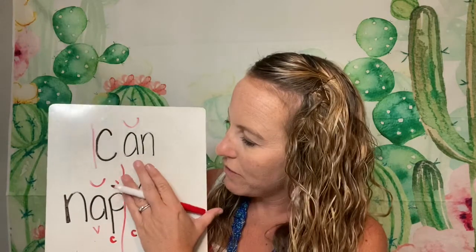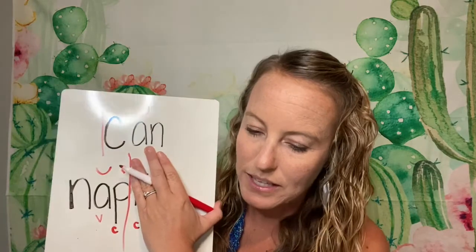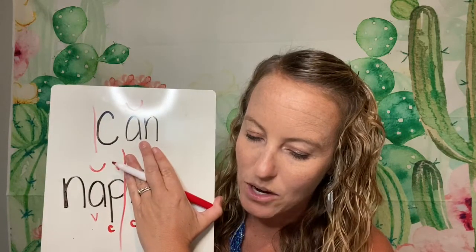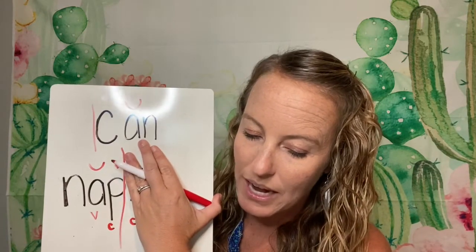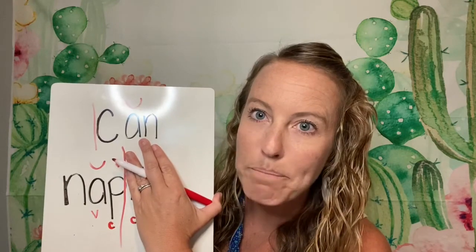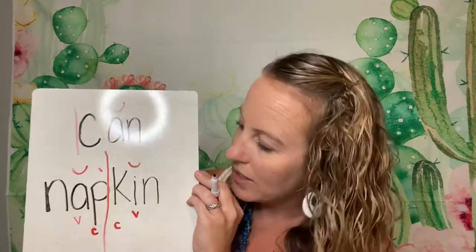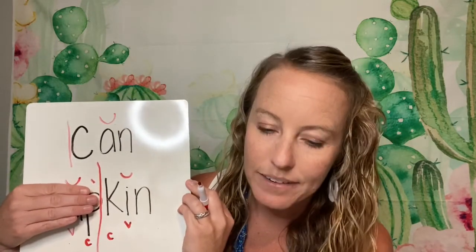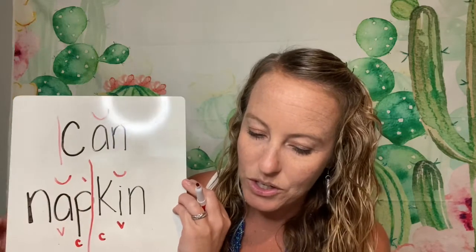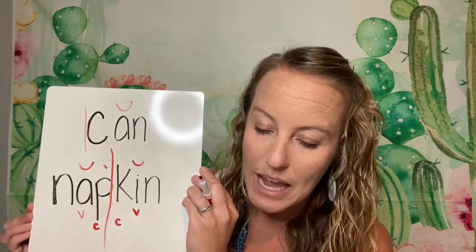Now, let's read the first syllable together. We'll stop at the division line. Nap. Good job. Now, let's uncover this and cover up the first syllable. Kin. Good job.